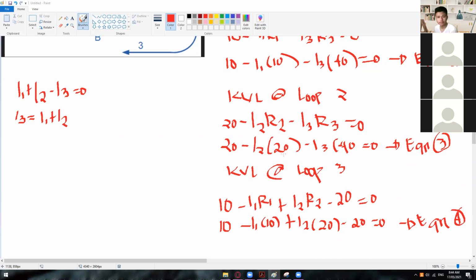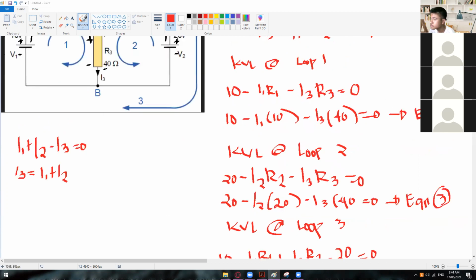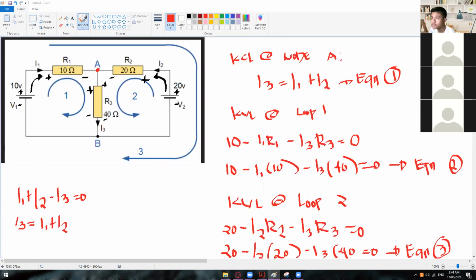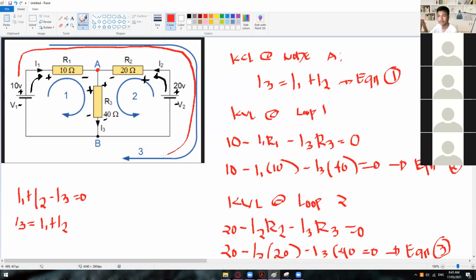Sir, question, sir. Yes? Sir, bakit sa loop 3, yung KVL, sir, bakit minus 20? Medyo nalilito ako dun, sir. Minus 10. Here. So it passed through this current right here. So leaving tayo, di ba? So ito yung pinalo ko lang, yung negative na sign, kasi galing tayo sa labas, diba? Since we're dealing with loop 3, it is the outer part.